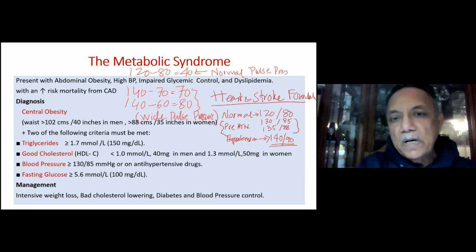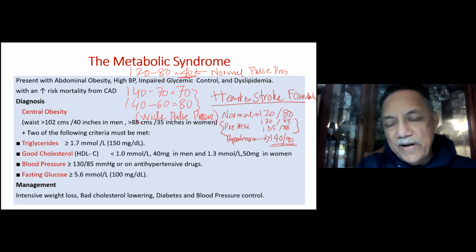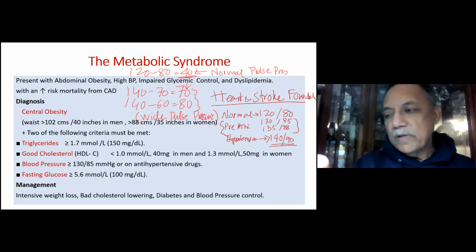So you can see that the normal pulse pressure should be 40. If it is widening, meaning the difference between your systolic and diastolic blood pressure, the pulse pressure has gone from 40 to 70, or has doubled to 80, then it is an indication of some disease.